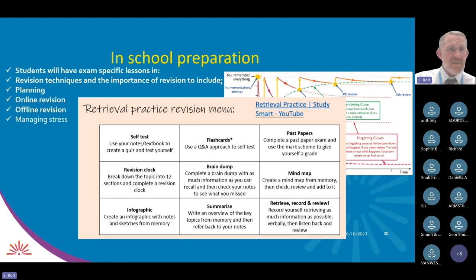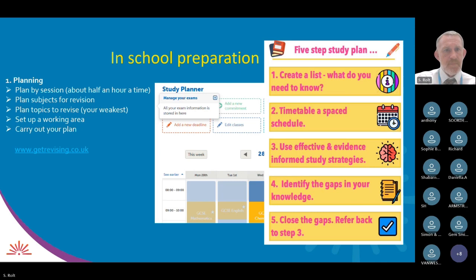So the really important thing, first of all, is about planning. It's identifying the topics within the subjects that they're weaker in, because that's where you can make the most difference, and creating a timetable spaced out, including hobbies and downtime, to cover the revision topics and knowledge that they need to be prepared by the time they get through to that exam.